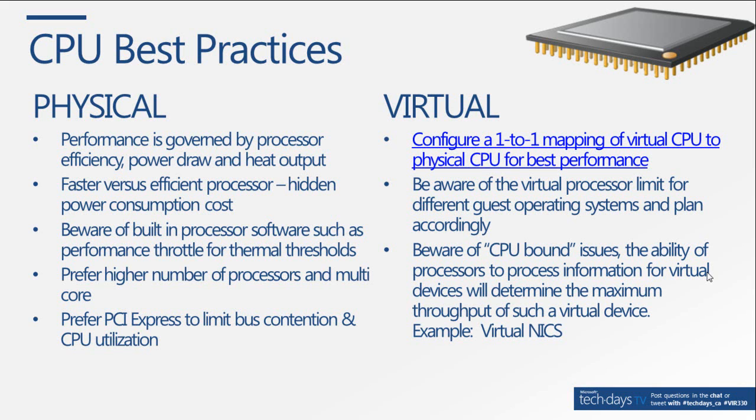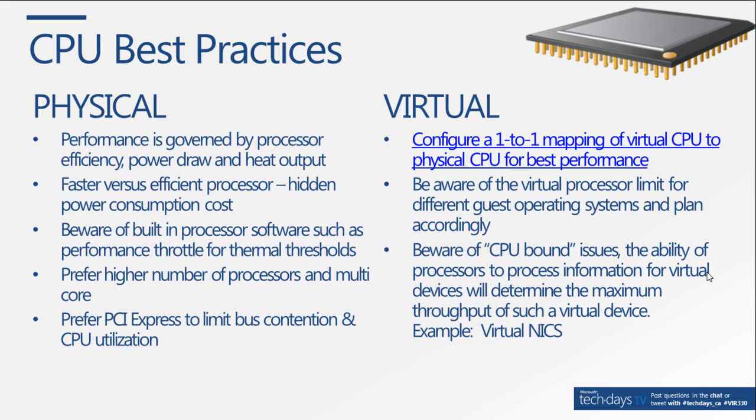The reality is that Hyper-V in 2008 R2 will actually support an 8-to-1. So you can have 8 virtual CPUs to 1 physical, but once you're doing that, obviously your time slicing is in fact going to potentially have a negative performance impact. So best overall, do a 1-to-1 mapping of virtual CPU to physical CPU.